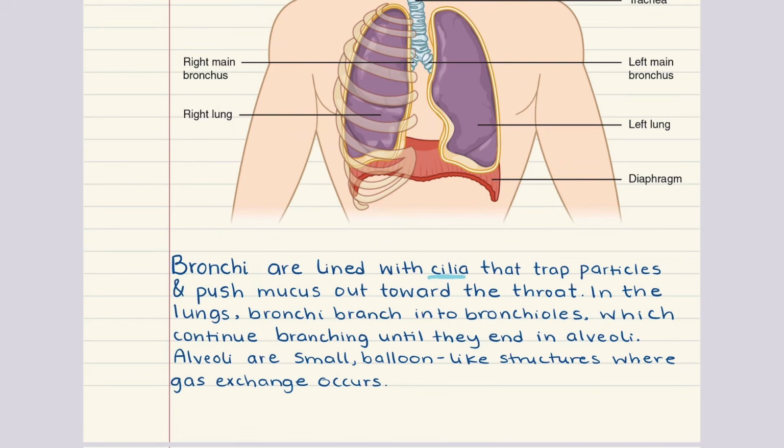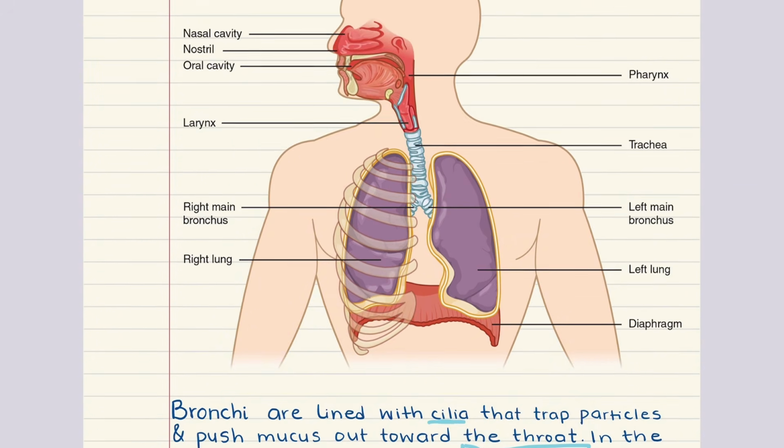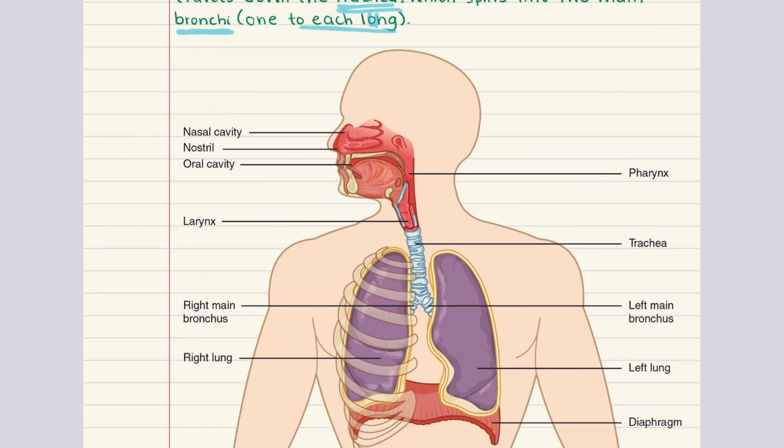Each main bronchus enters the lung, and then it branches into smaller and smaller tubes. These smaller branches are called bronchioles. Eventually, the bronchioles lead to tiny air sacs called alveoli. The alveoli are small, balloon-like structures where gas exchange takes place, and they are surrounded by a dense network of capillaries that allow oxygen to move into the blood and carbon dioxide to be removed from it.